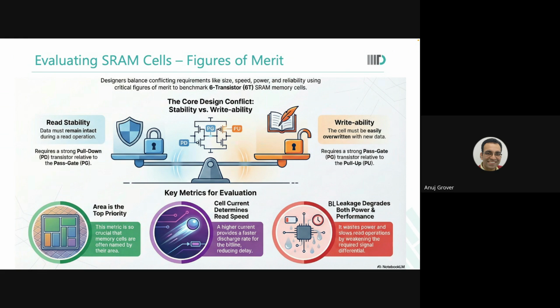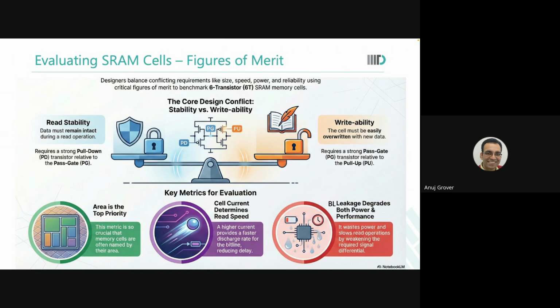Then we looked at performance figures of merit. Which are the performance figures of merit? Cell current, bit line leakage, write time. So in this, the bit line leakage was one where there was a bit of confusion. The first vote was, oh, bit line leakage is a power figure of merit. Okay, it is a power figure of merit.